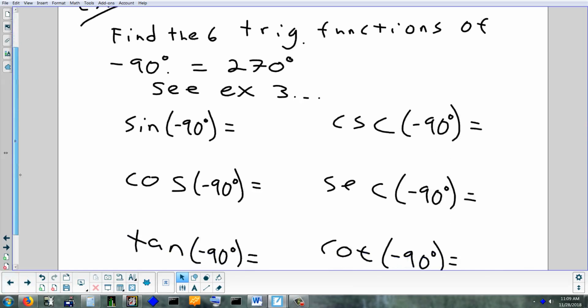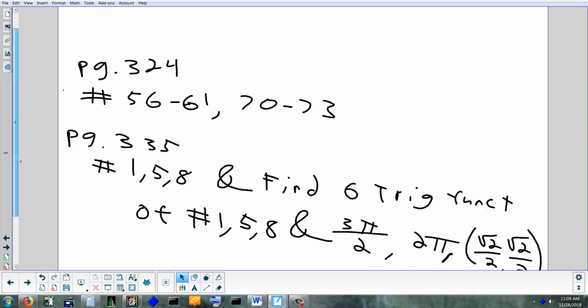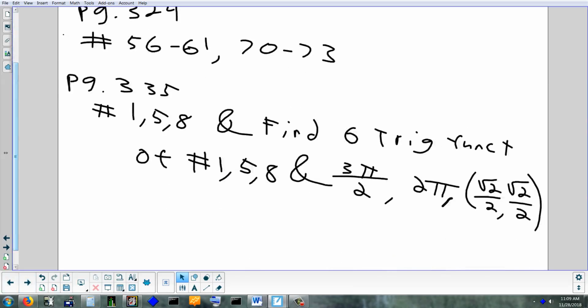Okay, so that's the part we didn't get to. I told you it wouldn't take too long. So if you didn't do this part, that's part of what I'll take a look at tomorrow. So on 335, let's just take a look.